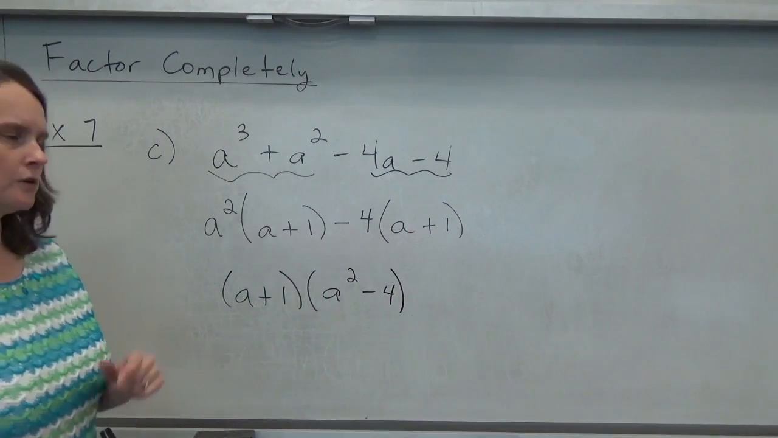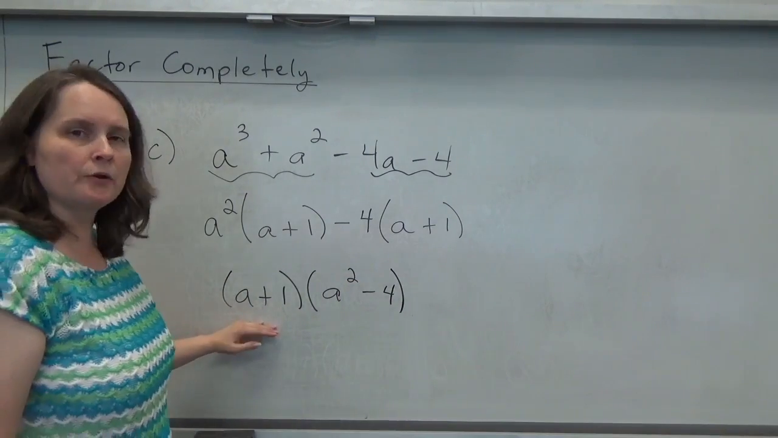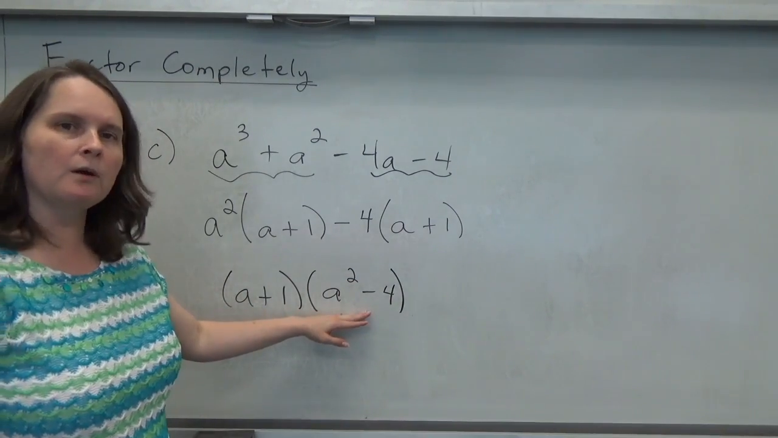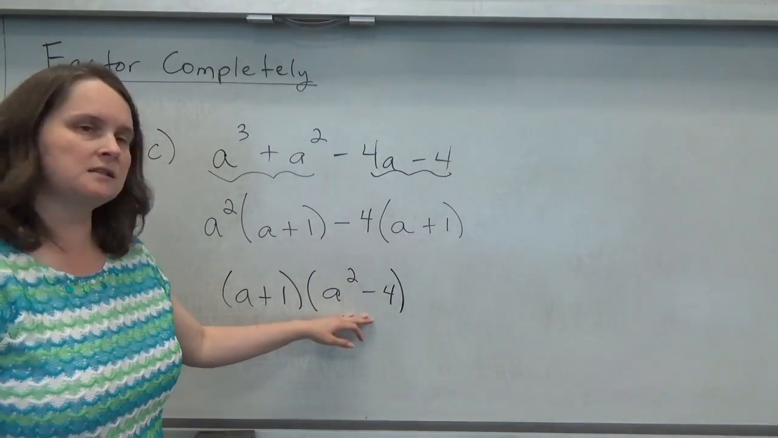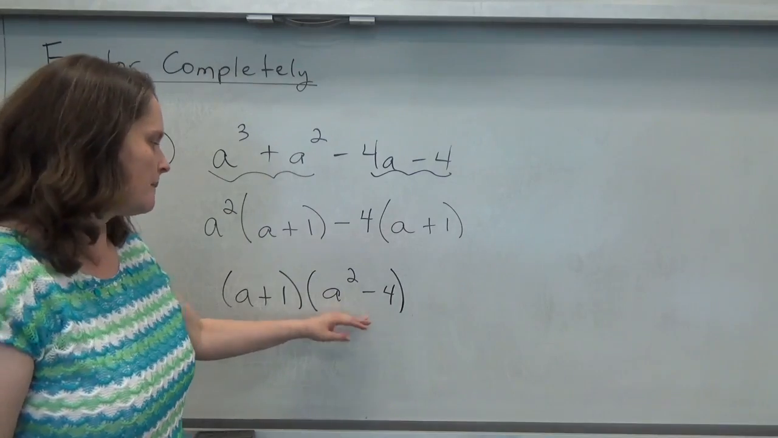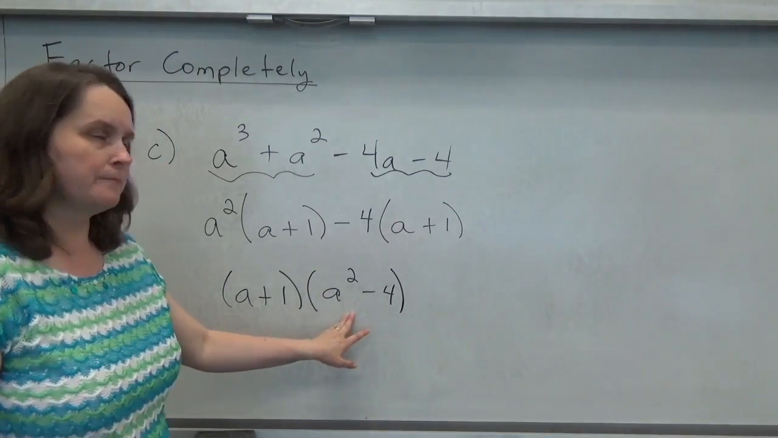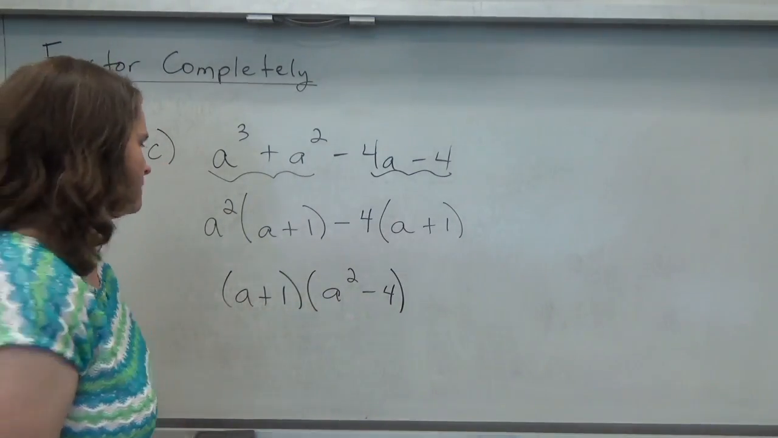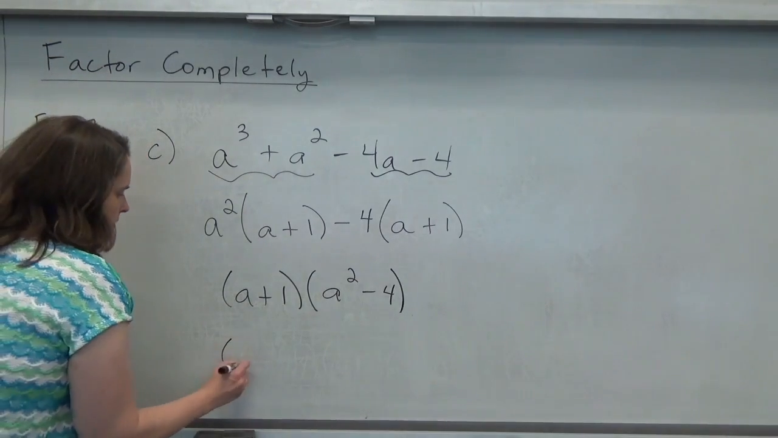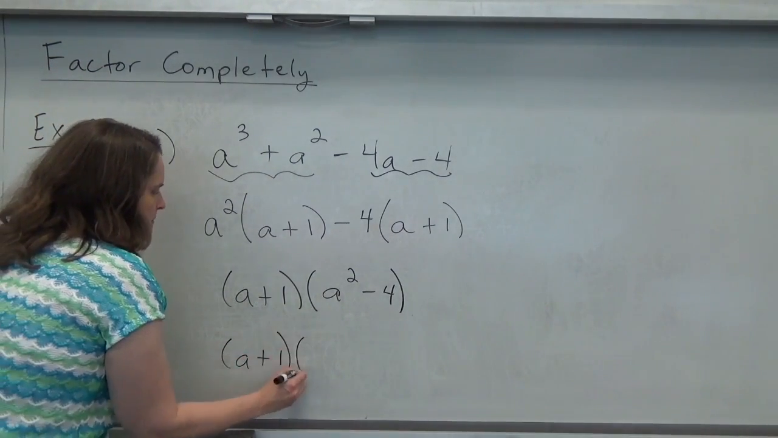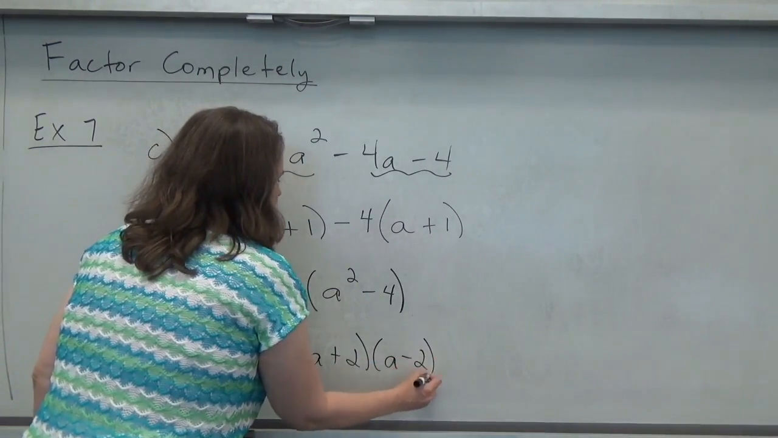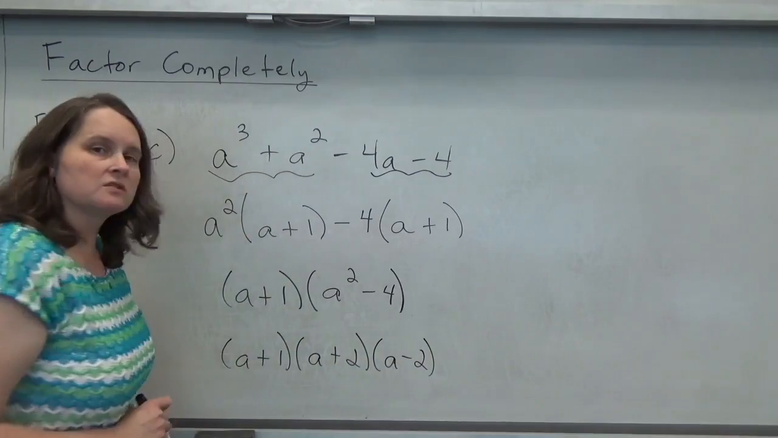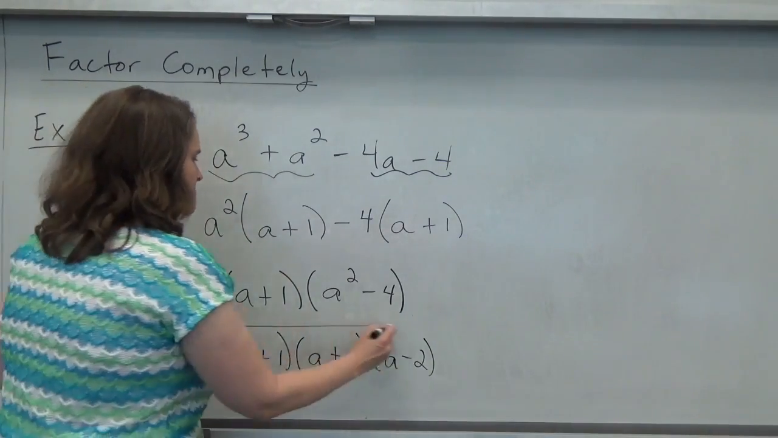Can we go any further? A plus 1, no. A squared minus 4, hopefully now you're seeing that, yes, we can go further with that. That's a difference of squares. That will factor as a plus 2 times a minus 2, just using the difference of squares formula. So I've got a plus 1 times a plus 2 times a minus 2. And that is as far as we can take this one.